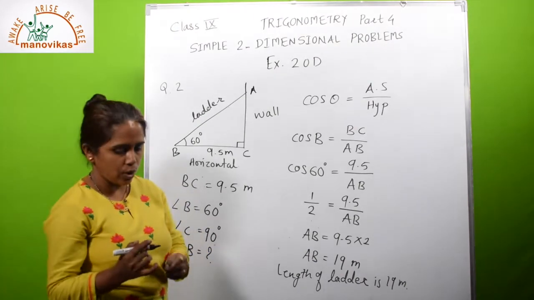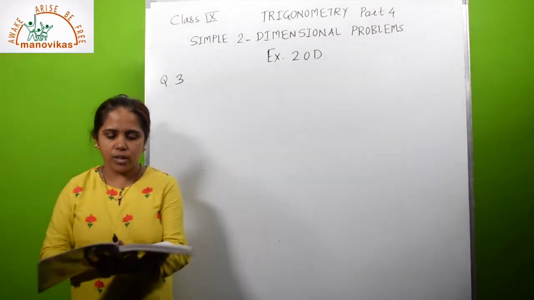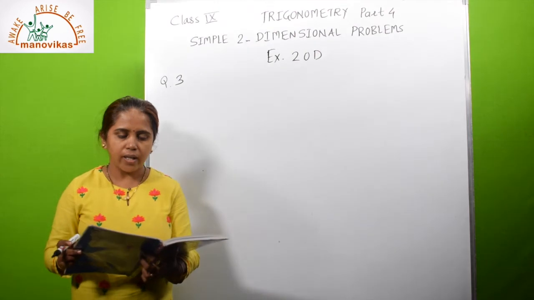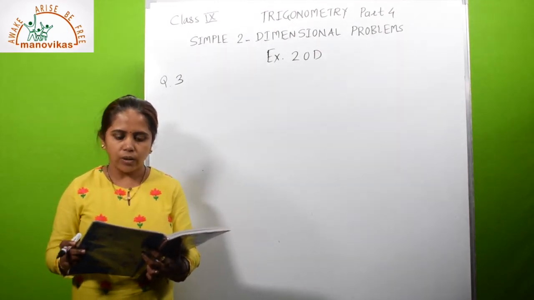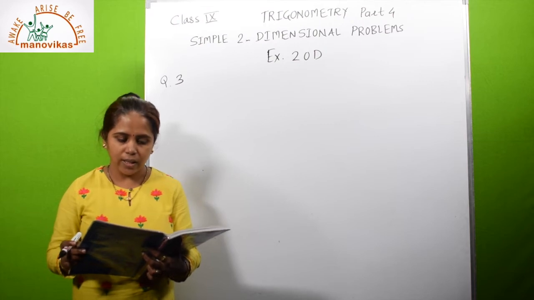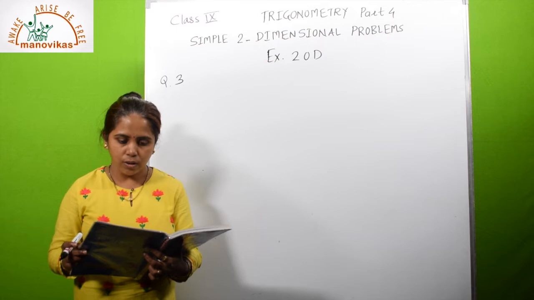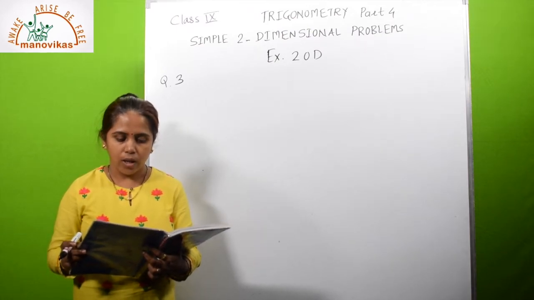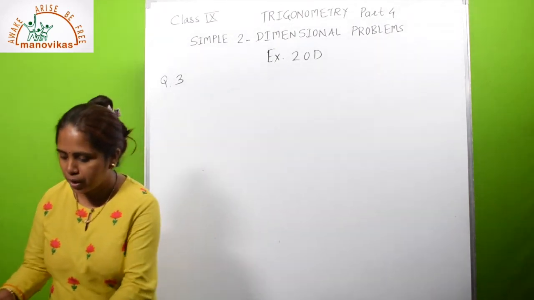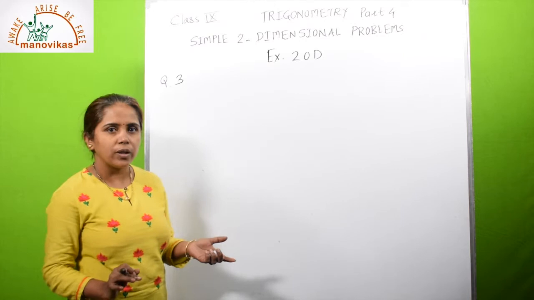Okay, next we'll solve one more question. Now next is question number 3. What is question number 3? A kite is flying with a thread 150 meter long. If the thread is assumed straight and makes an angle of 60 degree with the horizontal, find the height of the kite above the ground. Okay, so according to the given condition, the kite is flying with a thread 150 meter long.